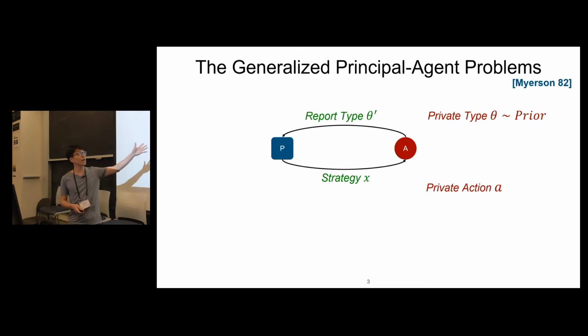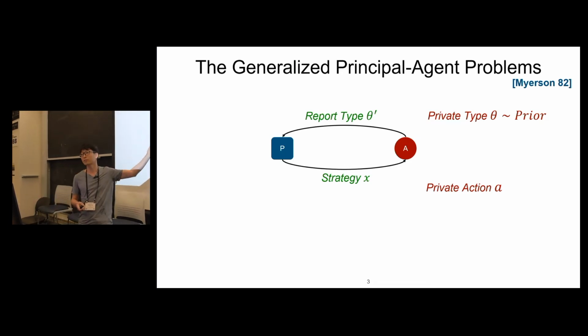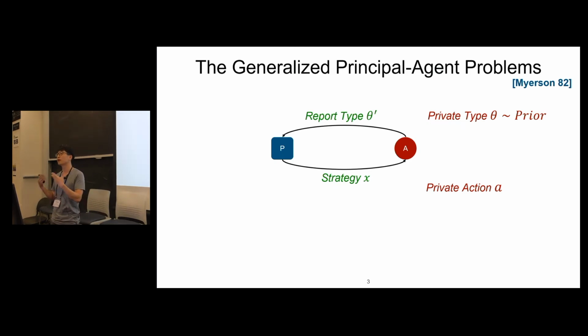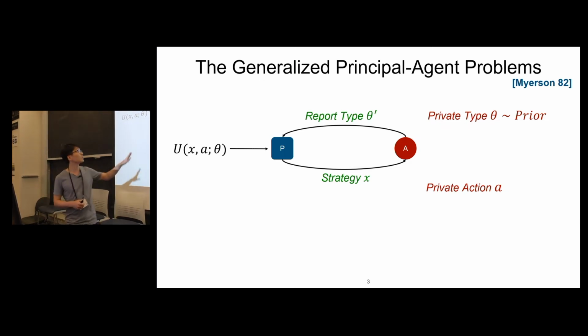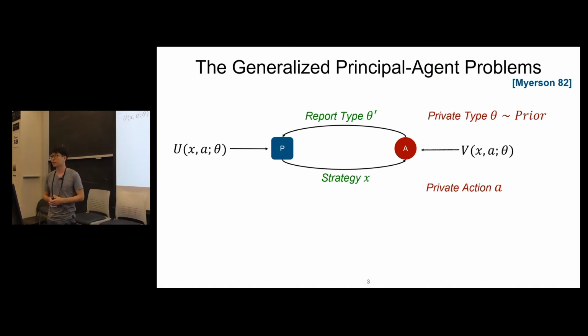To see how this captures the contract design problem, this X is exactly the contract you're going to design, and then the agent takes an action after your contract. This is also a Bayesian persuasion problem, because X is a signaling scheme, and then the receiver is going to best respond to your scheme. After the agent takes an action, the principal gets a utility that depends on his own strategy, the agent's action, and the agent's type. And the agent gets some utility.